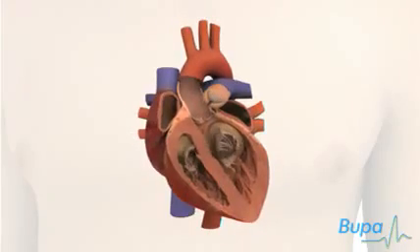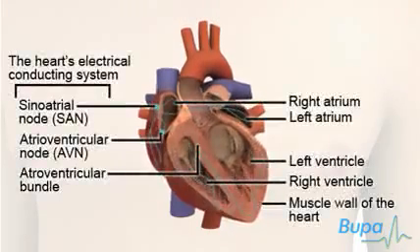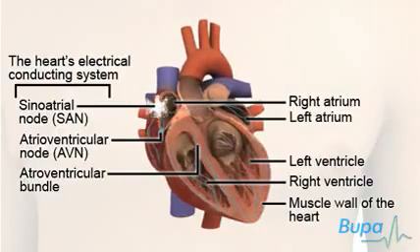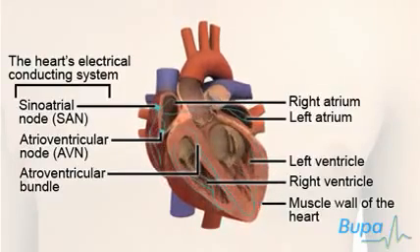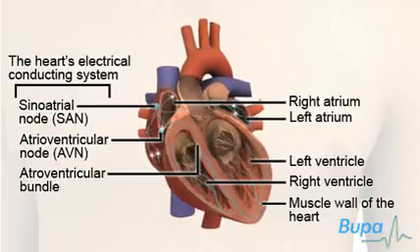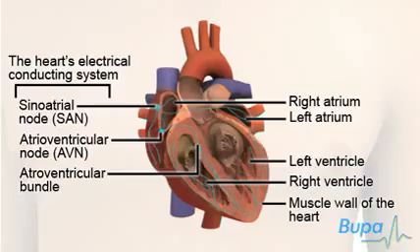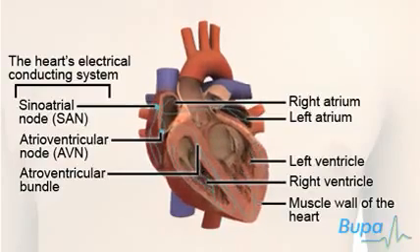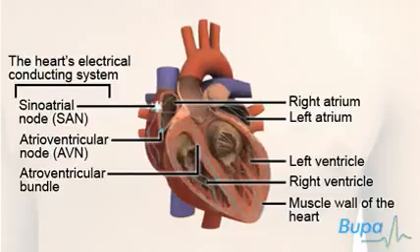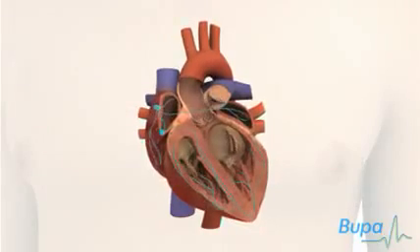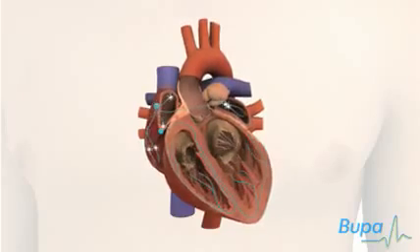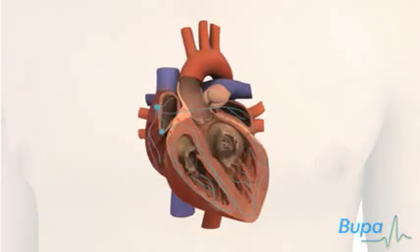A pacemaker in the upper part of the right atrium, called the sinoatrial node, sends electrical impulses across the atria that cause them to contract. The impulses reach the atrioventricular node, which is between the right atrium and ventricle, and pass onto the atrioventricular bundle, causing the ventricles to contract and send blood to the lungs and around the body. These electrical impulses spread across the heart muscle to ensure it contracts in the correct sequence.